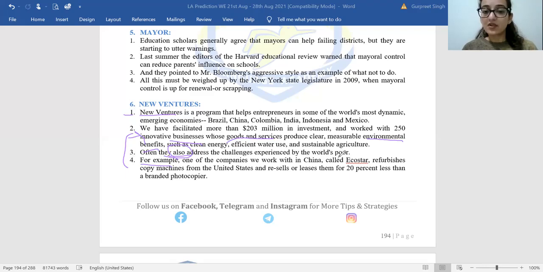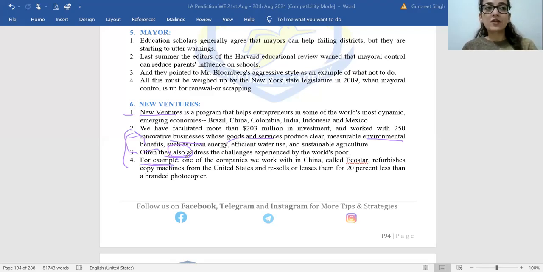Challenges experienced by the world's poor. And then, for example, one of the companies we work with in China called EcoStar refurbishes copy machines from the US and resells or leases them for 20% less than a branded photocopier. So example will come at the end. First, we'll complete what are both the things they do. Because of this word, they also address, we cannot put the example in between.